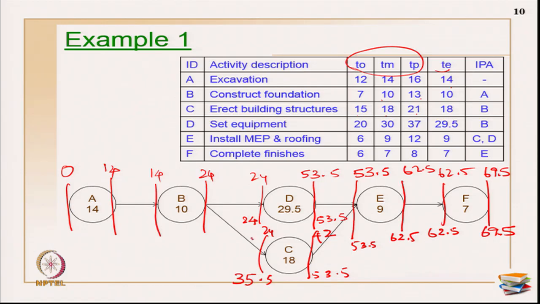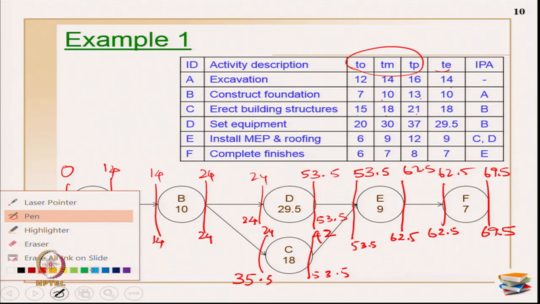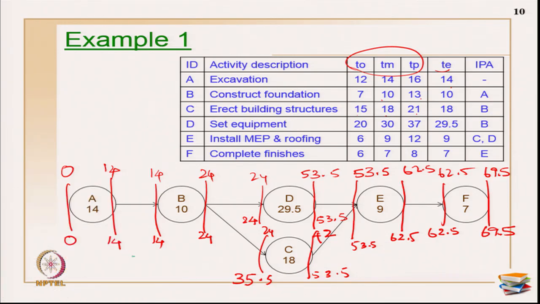Now the minimum of these two values is 24, so I have to go with 24. 24 minus 10 is 14, so this is also 14. 14 minus 14 is 0. Okay. Now if I want to do the total float calculations, I am going to change my pen color now.